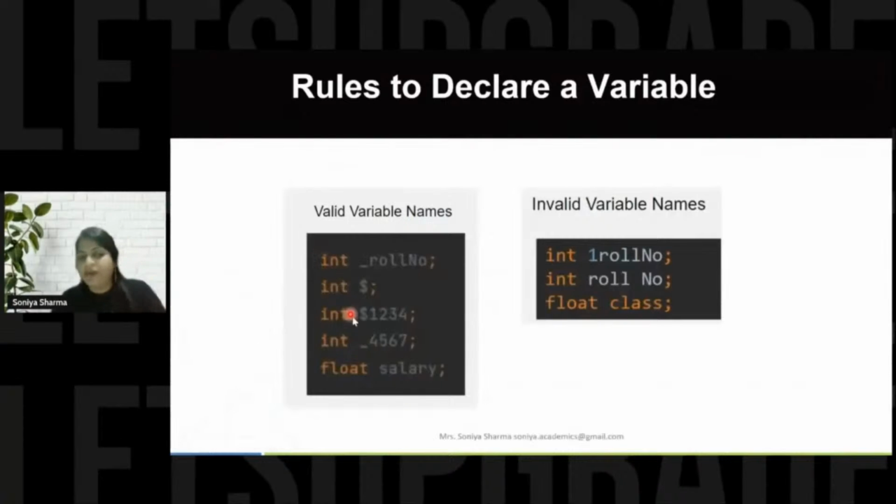When you declare a valid variable name and invalid variable name, see here invalid names: int 1rollnumber. Now 1 is there, which indicates that it is a number. That's why, as per the rule I have just explained for declaring variables, beginning with a number is not valid. The second one is invalid because roll number is having a space. And why is the third one invalid? Because it is a keyword. Then valid variable names are int, rollnumber. These are all valid.